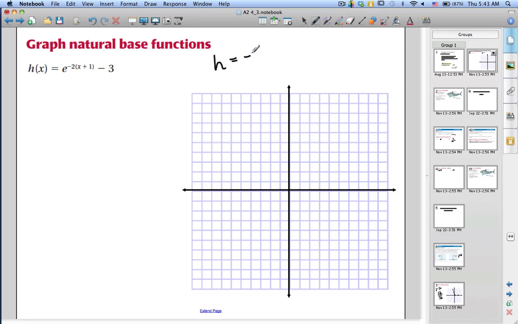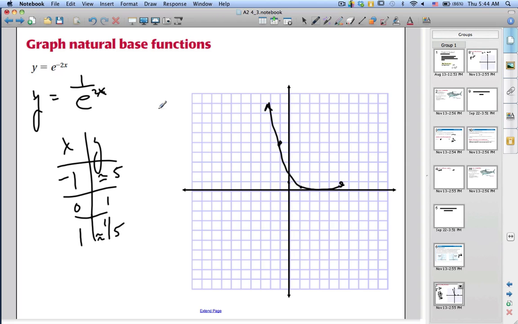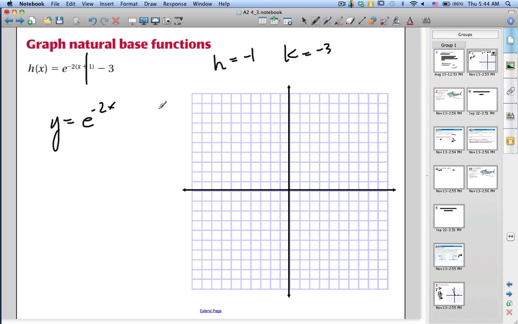H is equal to -1. K is equal to -3. Then I'm going to graph this. In fact, I already have what I need without h and k, so I'm going to take those parts off. Y is equal to e to the -2x power. Well, if you notice, that's what I just graphed. So I'm going to take this graph that I already had, 1, 2, 3, 4, 5, 1/5, and now I'm going to use h and k.